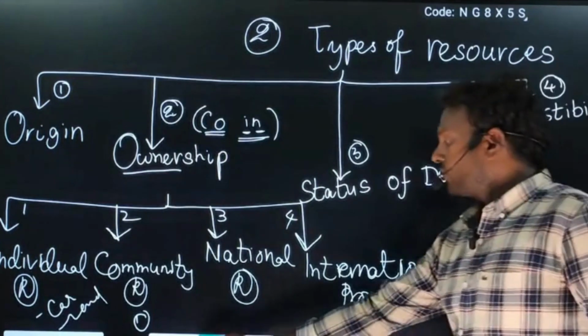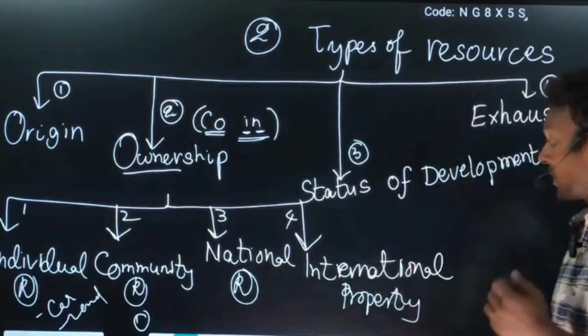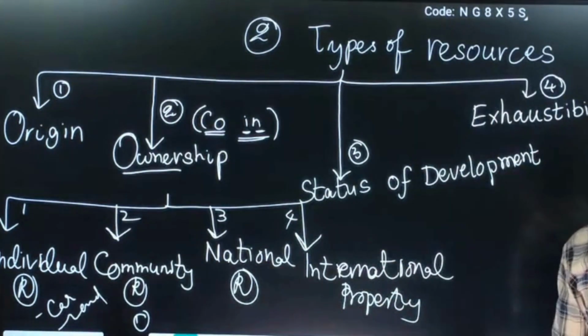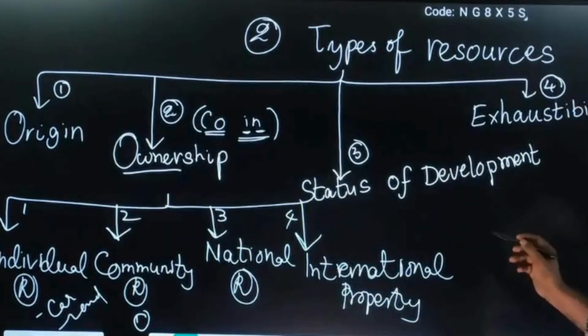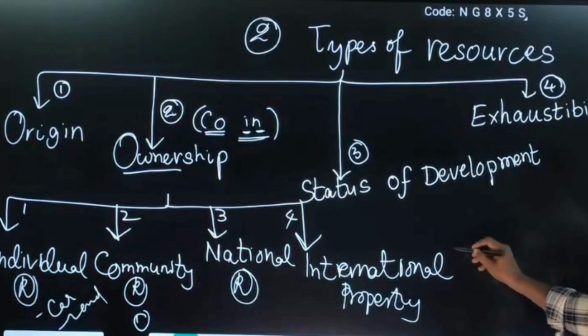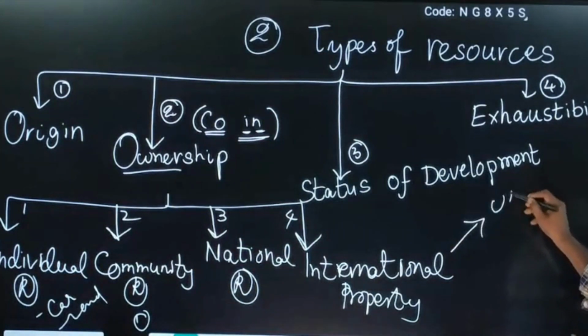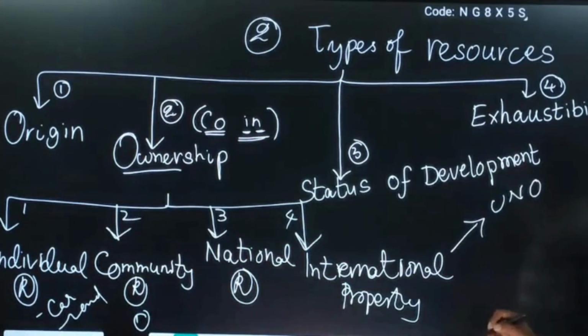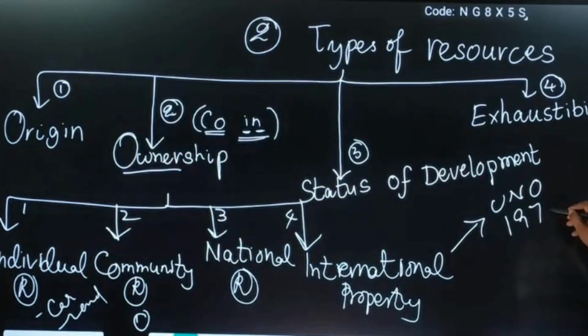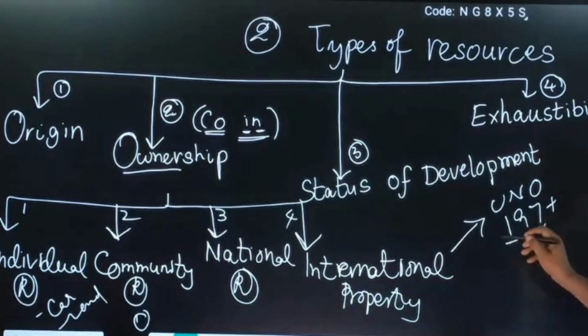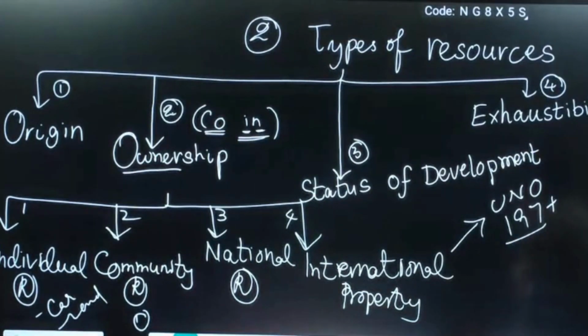Coming to international property. What is international property? Who is the owner of this international property? Simple thing: UNO, the United Nations Organization. Nearly 197 countries are members of UNO. This is the owner of the international property. What is international property here?